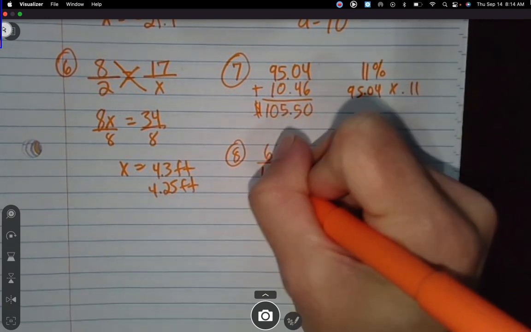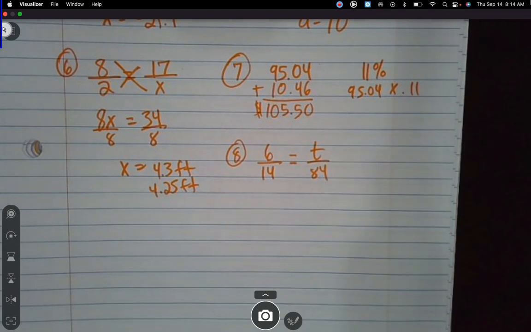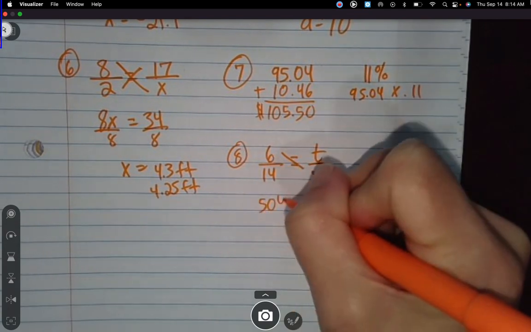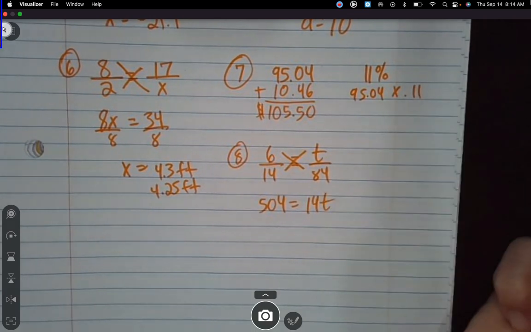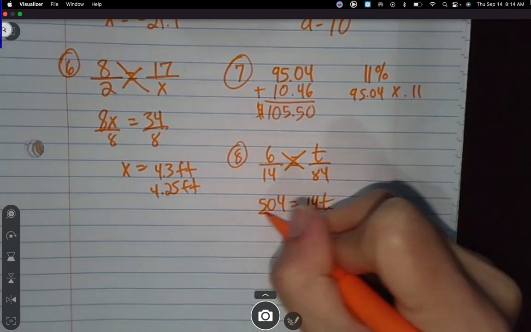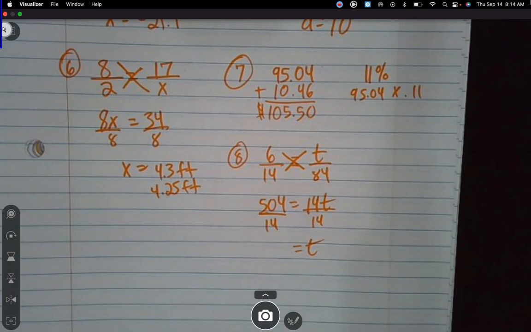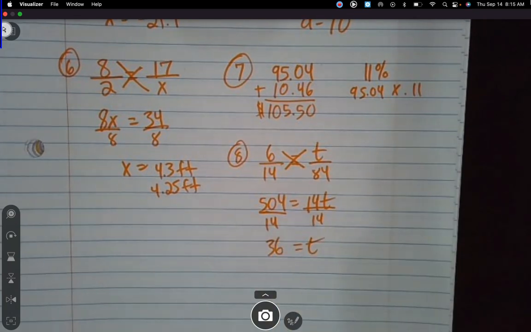Okay, last one, number 8. 6 over 14, another proportion, equals T over 84. So we cross multiply and divide. What is 6 times 84? 504. And 14 times T. Then what do we do? Yep, divide by 14. And what does T equal? Okay. There we go. We are done.